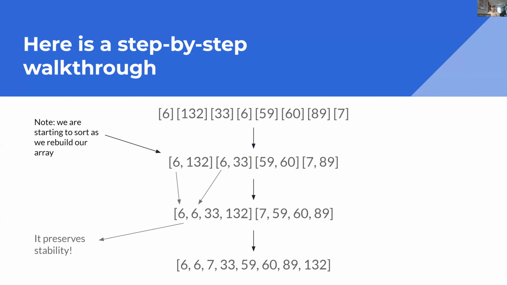And did you catch my example of stability? Right there, see? We got our first 6 that was here, and then our second 6, and stability is preserved because they came in this order. This 6 has to be second, and this 6 has to be first.